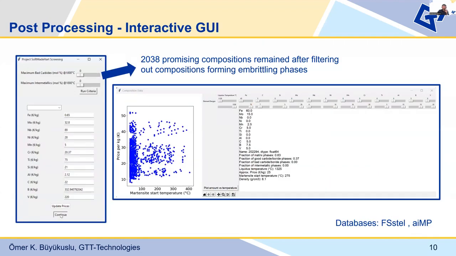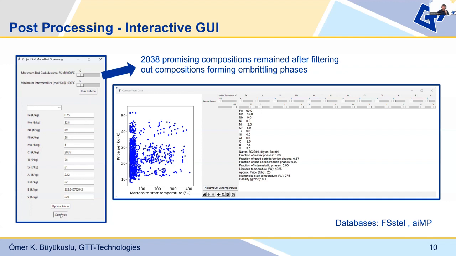Here is our user interface I created to interact with results, based on information provided by our project partners. We bring a completely new quantity, the raw material price per kilogram, that can be inserted to estimate the cost of each composition. Bad carbides and intermetallics can be limited to the desired percentage. Here you can see I set them to 0%. And after that, I got 2,038 promising compositions remaining.